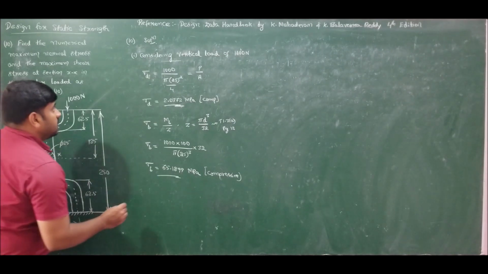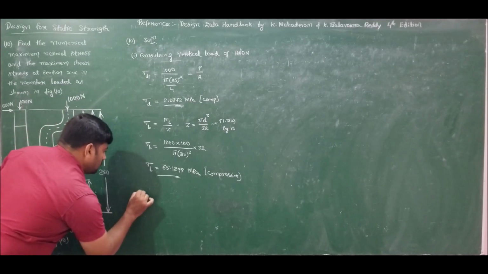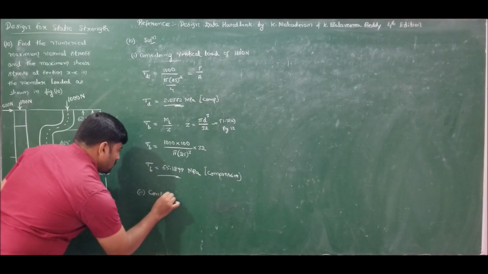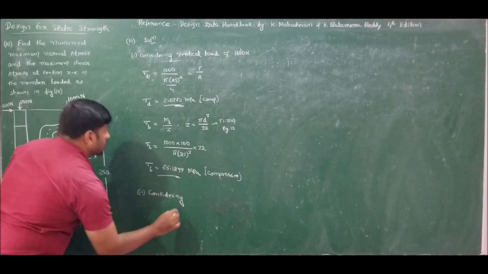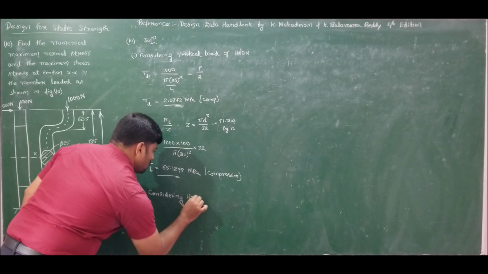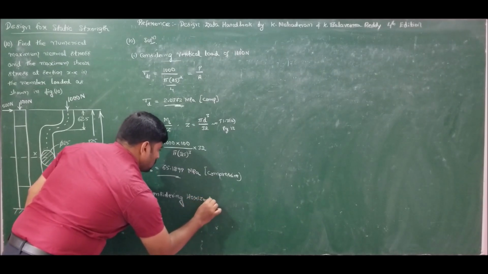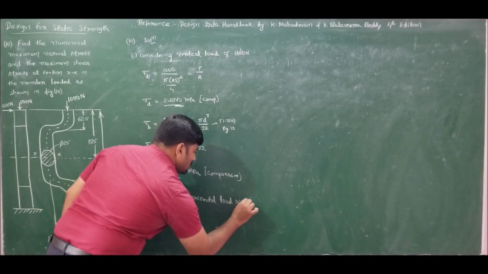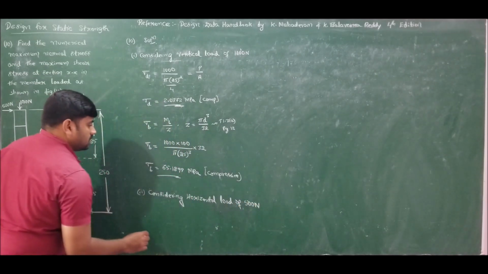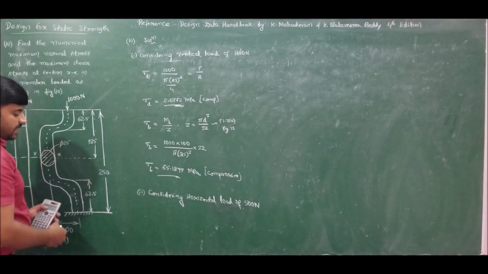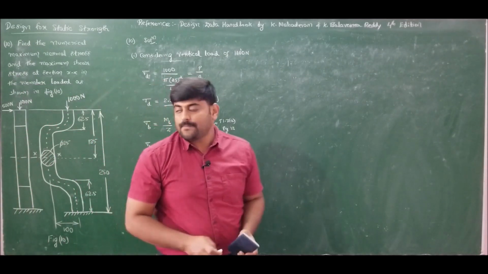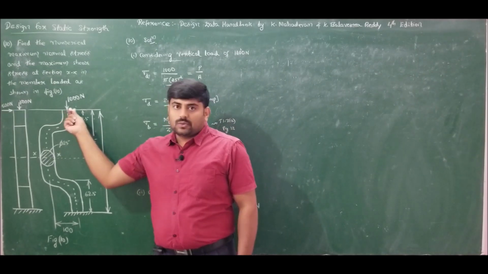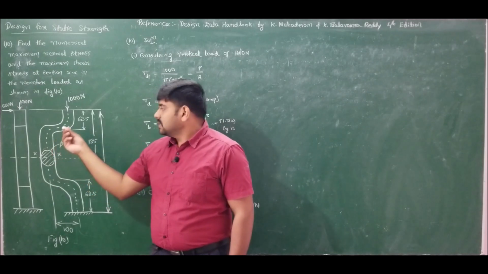Next, if I take the effect of horizontal load, considering horizontal load of 500 Newton, what is its effect? So horizontal load of 500 Newton is acting from inside the board towards the observer on this member.